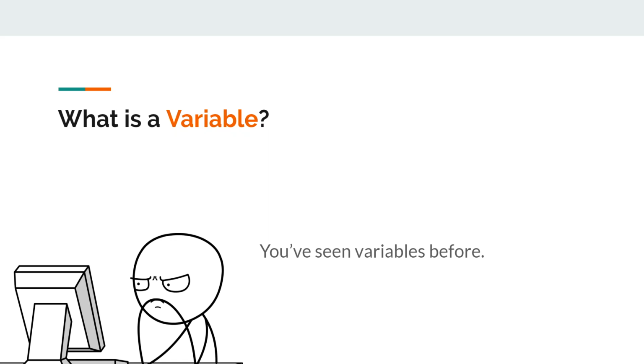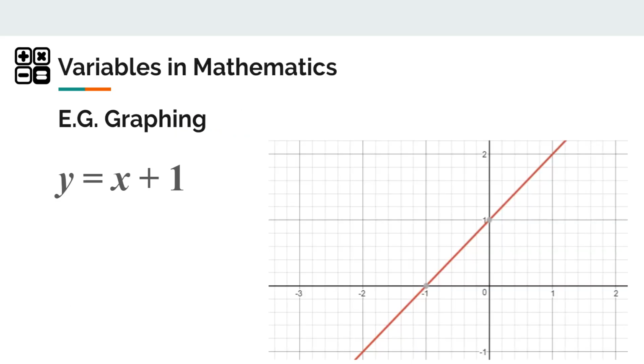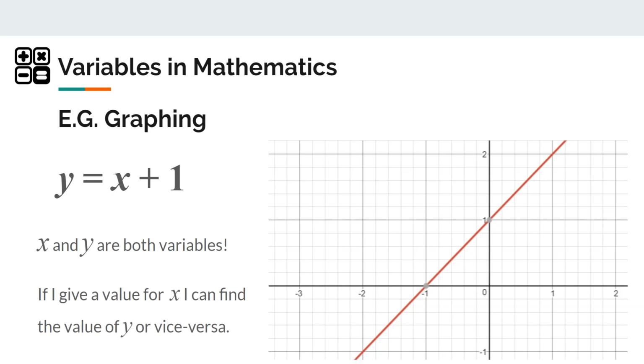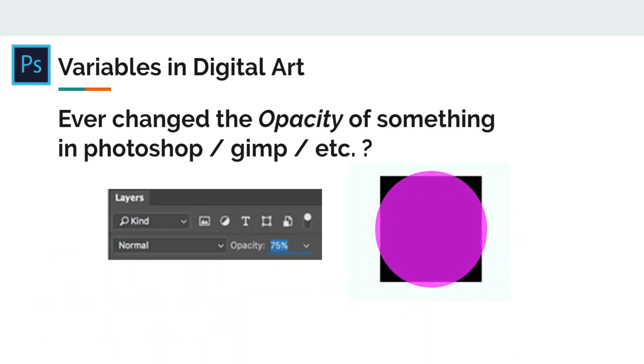And actually, you've seen them before. Well, obviously, the first example is things like math. With graphing, that most of you have done many times, you have things like y equals x plus 1. Well, let me tell you, y and x, those are variables. And if you change one, you can find the other, right? Because this is a relationship. This is actually a function. We'll talk about that in the future, but that's one example.